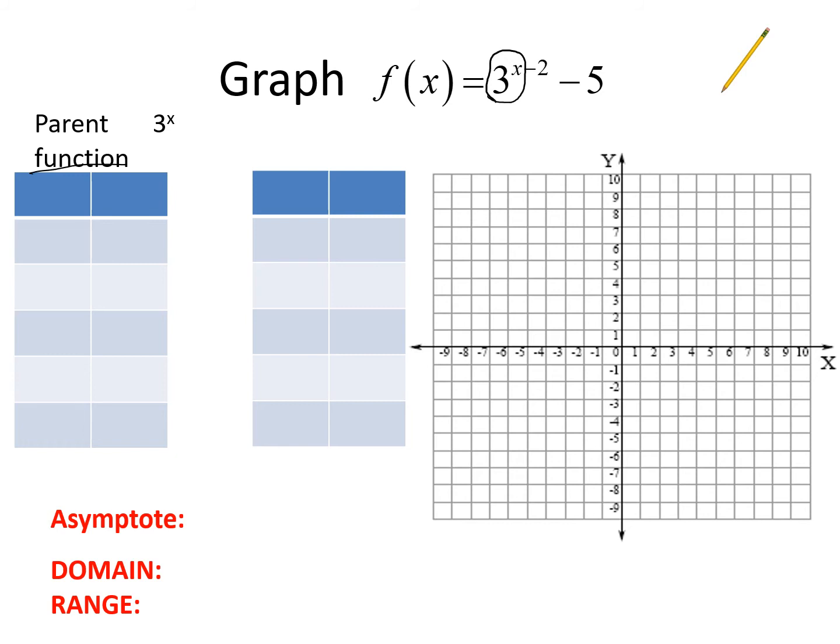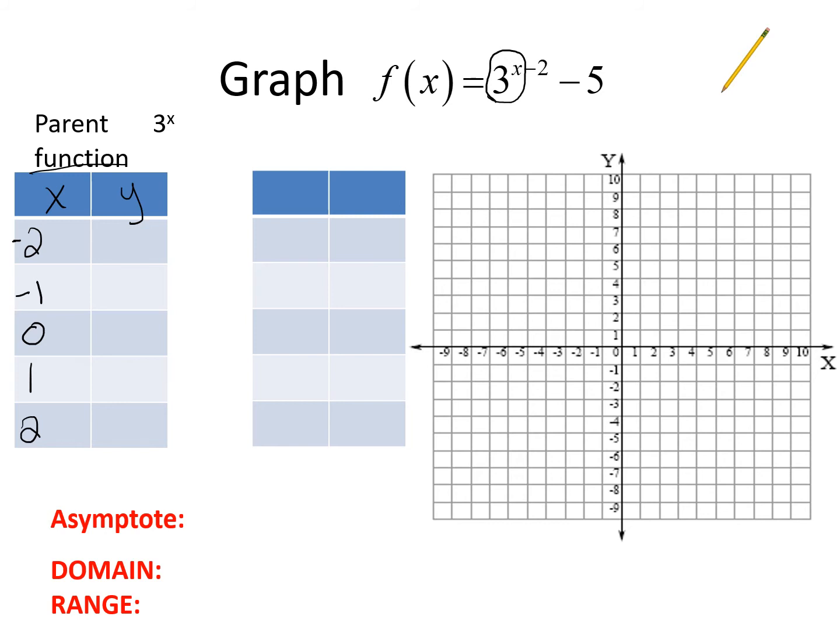So I have 3 to the x power. Now, for my x and y table, I'm always going to use my same x values. So in this case, I'm just always going to use -2, -1, 0, 1, and 2. Okay, make it simple every single time. That's what I'm going to use for my parent function.